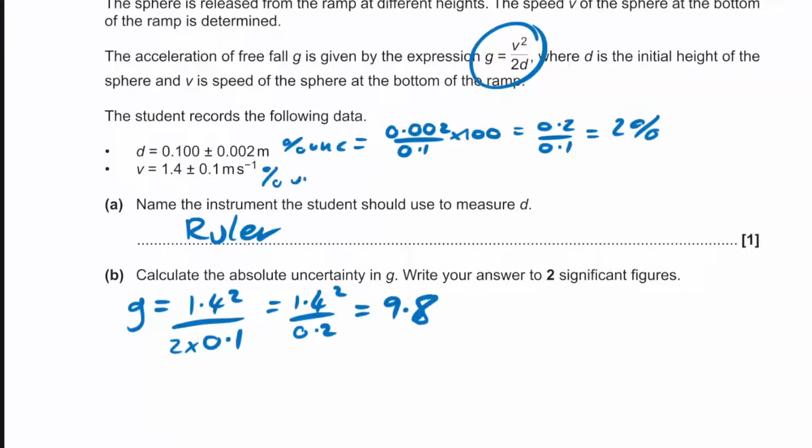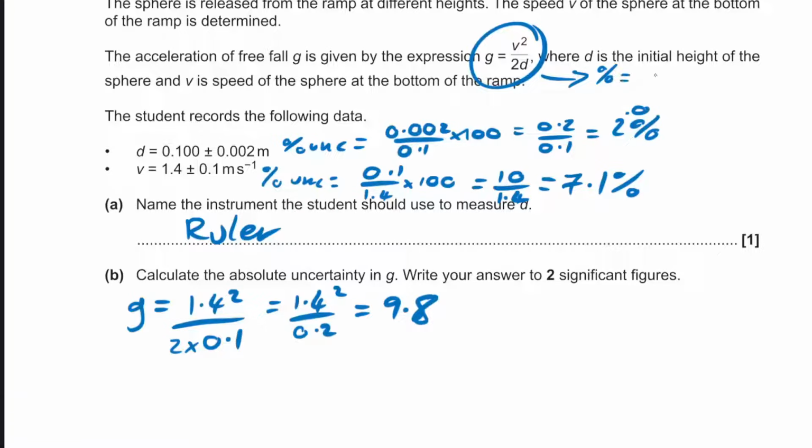Percentage uncertainty in V is going to be 0.1 divided by 1.4 times 100. So in other words, 10 divided by 1.4. I don't know what that is, but let's just go with 7%. 2 sig figs, yeah. Ugh. Okay, 2.0. Well, it doesn't matter too much. 7.1%. Okay, so therefore the percentage uncertainty in this is going to be equal to V squared.